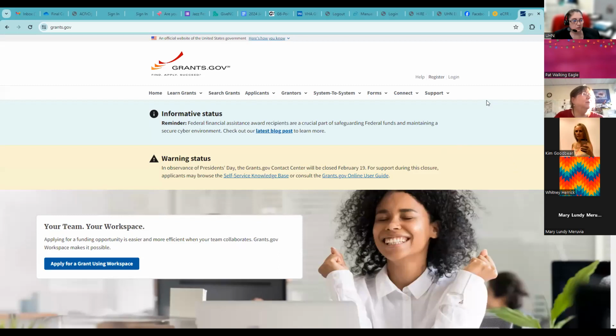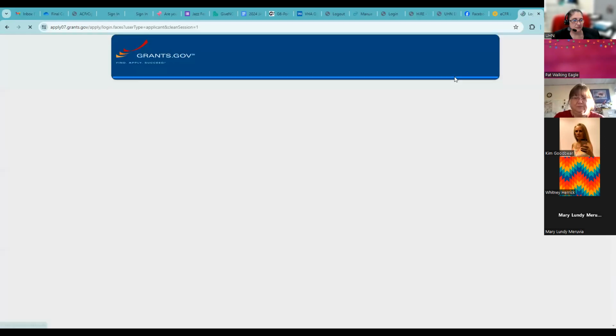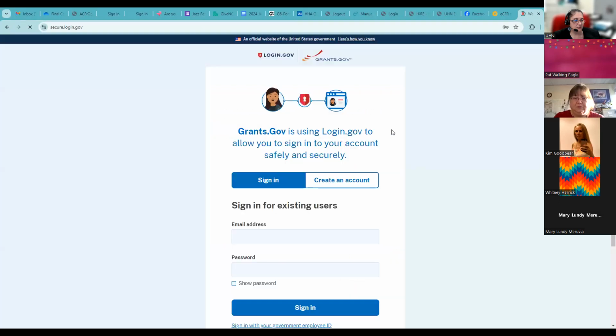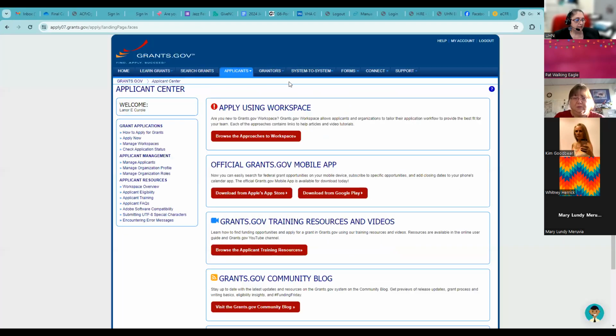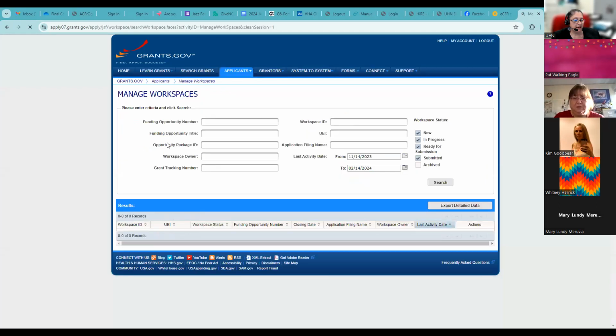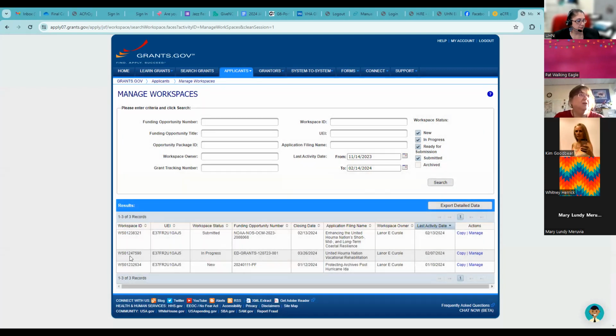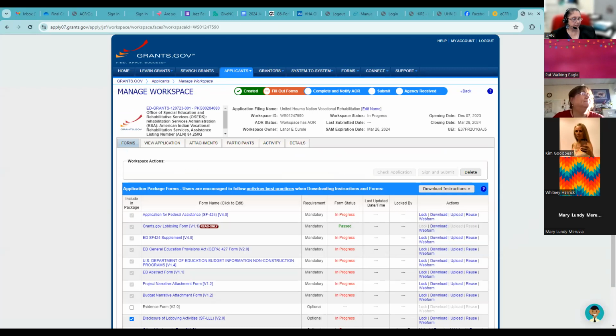I want to always go back to grants.gov because, particularly where we're talking about the budget, there is some very specific budget information. So I'm logging into my account and getting to my workspace for my grant application so we can look at the budget data that is required to be put in, and in the format. Okay. So we're going to manage it here.